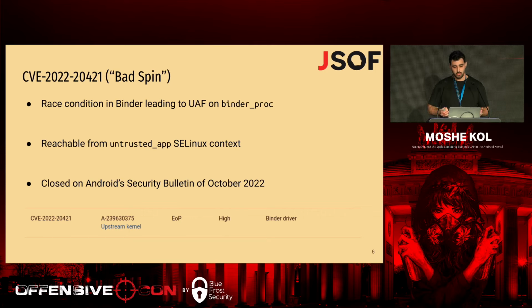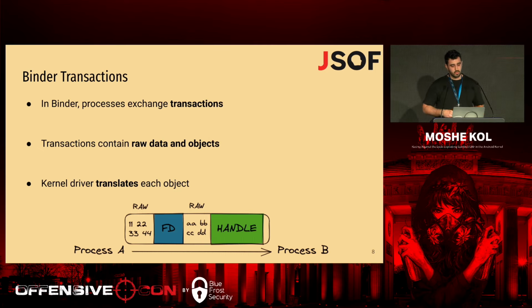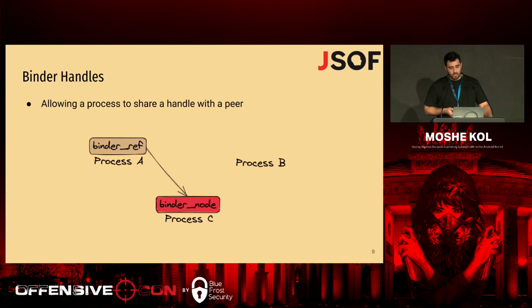The messages that are exchanged through binder are called transactions. The transactions can contain raw binary data and also zero or more objects, which are special from the point of view of the driver. As the transaction passes through the kernel, the driver sees every object and translates it before it gets to the other side. Now, a special type of object is the binder handle, which allows a process to share a handle with a peer.